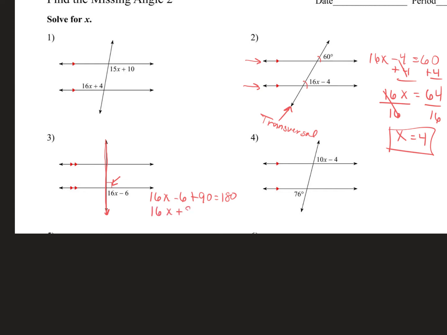16x plus 84 equals 180. We're going to subtract 84 from both sides. This cancels. We now have 16x equals 96. We're going to divide both sides by 16. X is equal to 6.